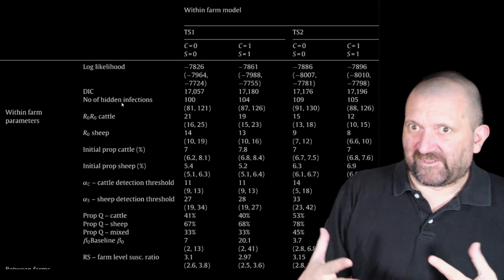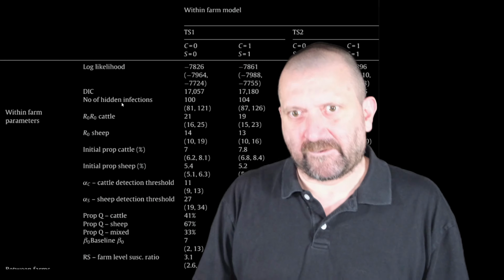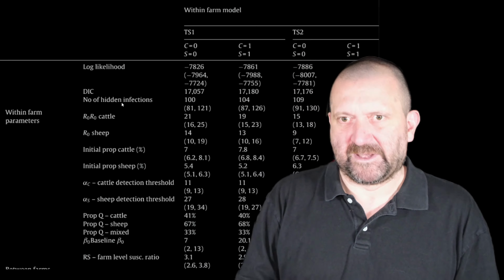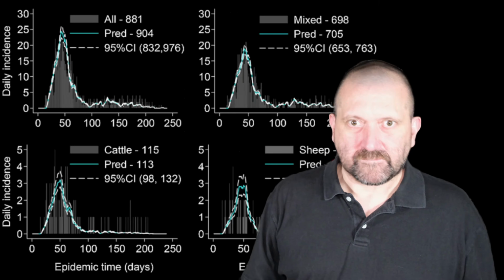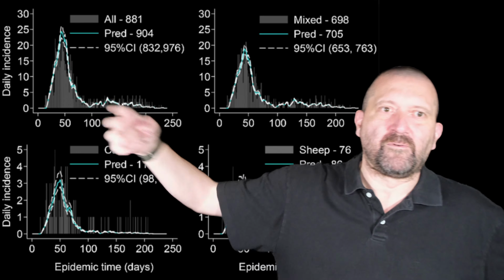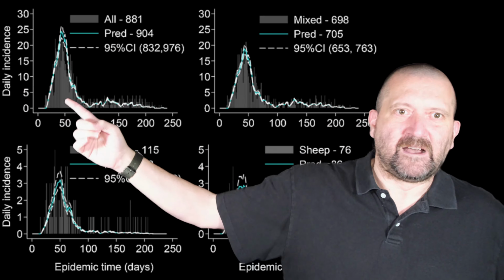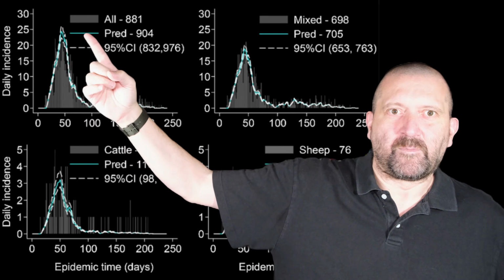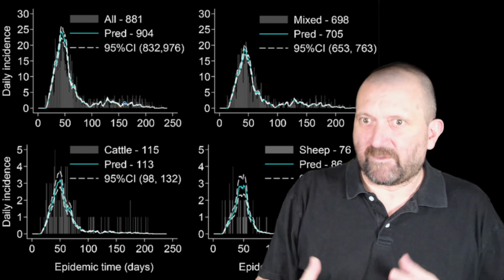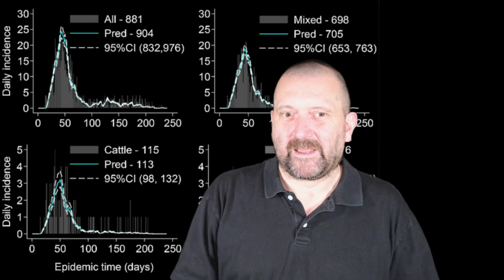Okay, so this is parameterized using data from the 2001 epidemic. And they find, for instance, they can compute the daily incidence. They have the result of their prediction compared to the result of the actual data that they have. Okay.